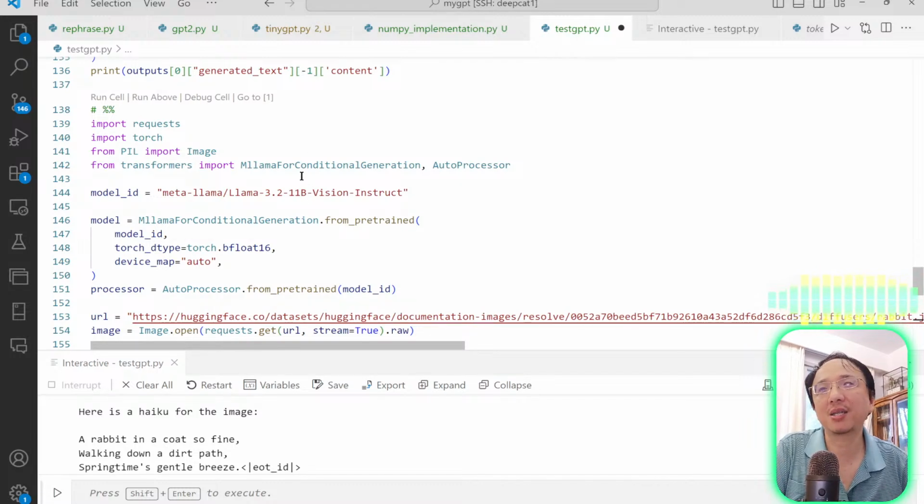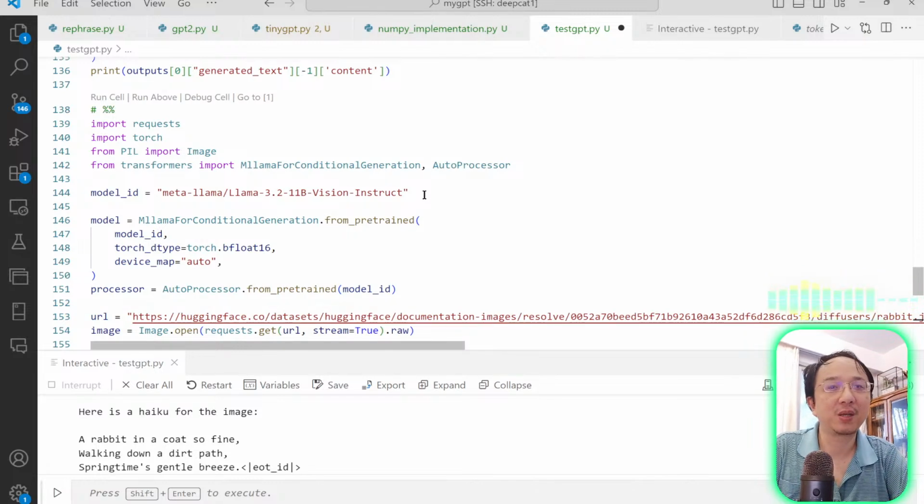So let's use the Llama 3.2 11B Vision Instruct. It is quite a good model that can fit into a consumer grade GPU card, specifically 4090 or 3090 cards when it has 24 gigabytes memory.